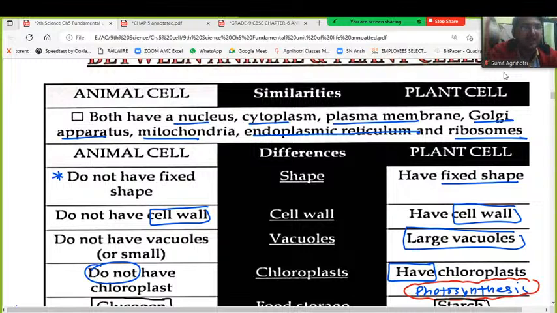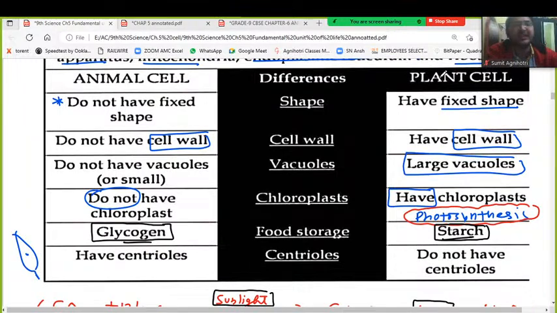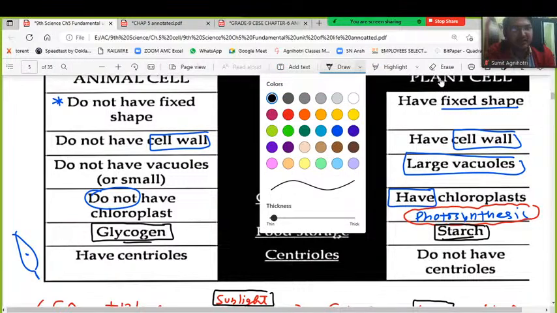Yeah, and they both have nucleus, they both have cytoplasm, they both have plasma membrane, they both have Golgi apparatus, they both have mitochondria, they both have endoplasmic reticulum, they both have ribosomes. These are some organelles that they both have, and they are said to be similarities between these two. And if we differentiate between animal cell and plant cell, we can differentiate with the shape as one of the points.